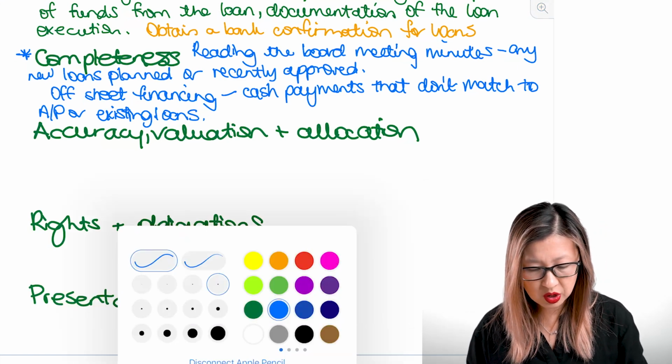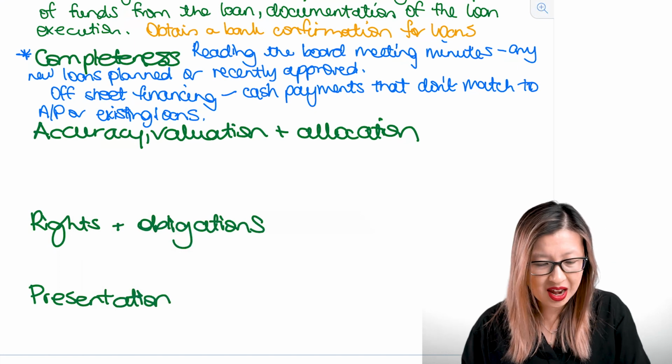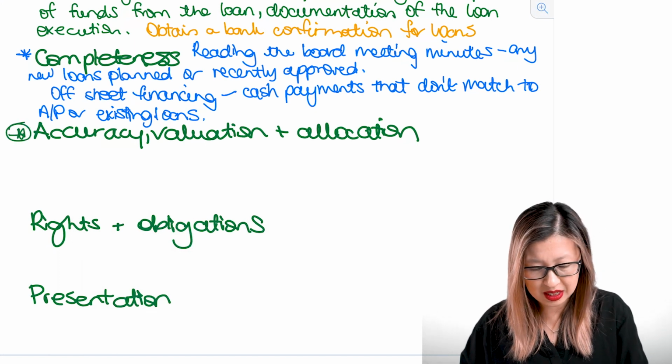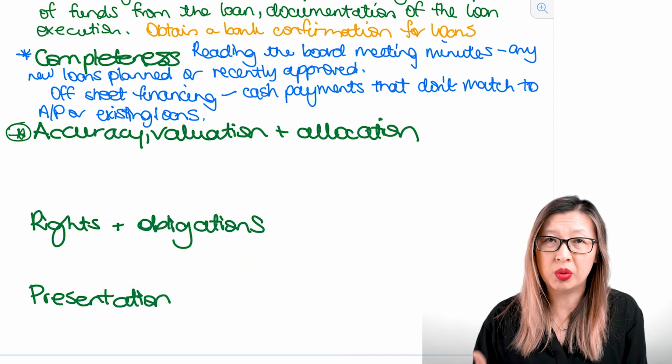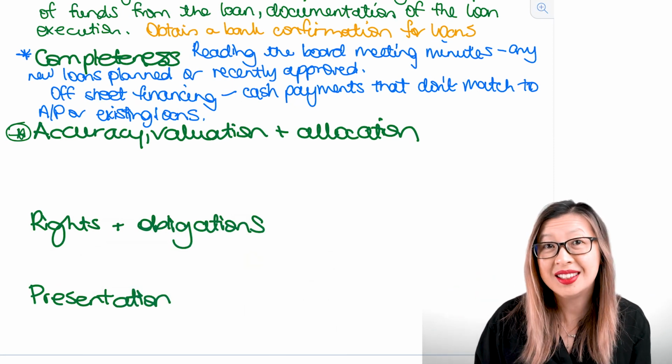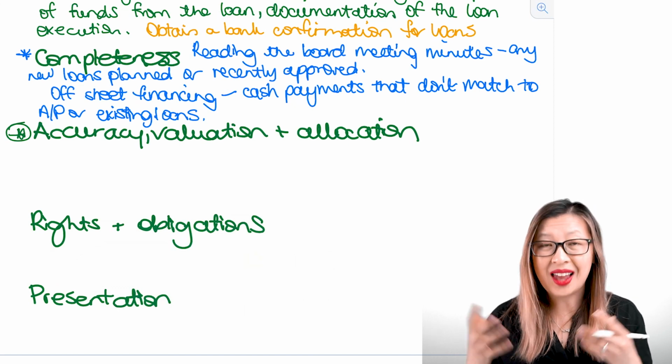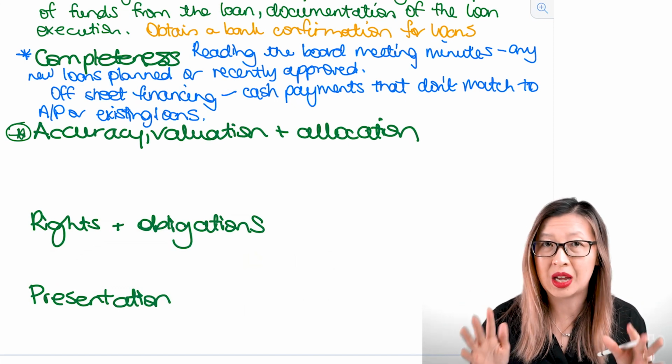All right, so let's go on to accuracy and valuation. And again, accuracy and valuation is definitely an issue because, again, it could be underreporting. We could underreport the loan by miscalculating the interest or allocating the loan to the wrong type of account.